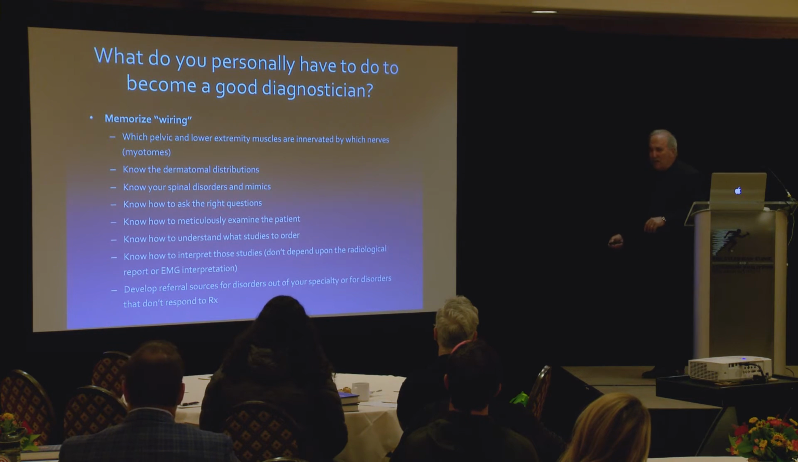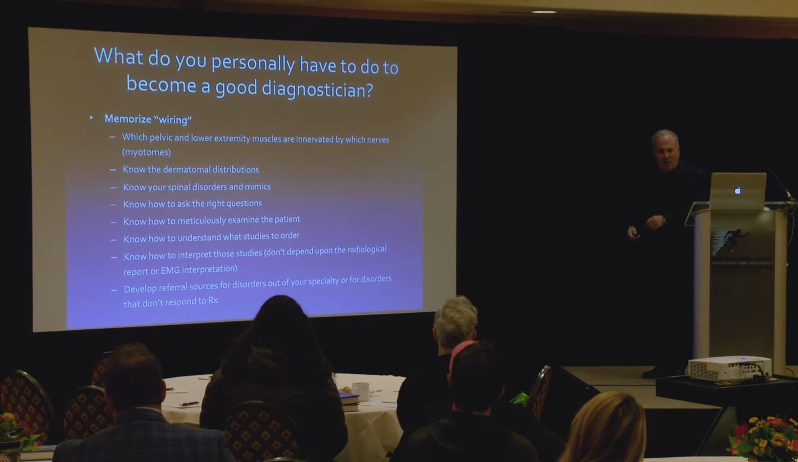So what do you have to do to become a good diagnostician? Unfortunately, you've got to use your brain to memorize. You have to know which pelvic and lower extremity muscles are innervated by which nerves. You have to know the myotomes, and you have to know how to test them. You have to know the dermatomal distributions. So you do your physical exam and you have a deficit someplace. What does that mean? How does that relate? Know your spinal disorders and mimics. You remember, you see what you know, you find what you look for.